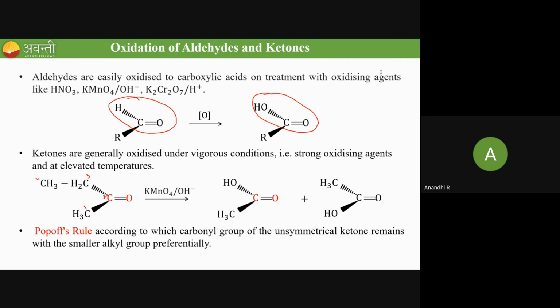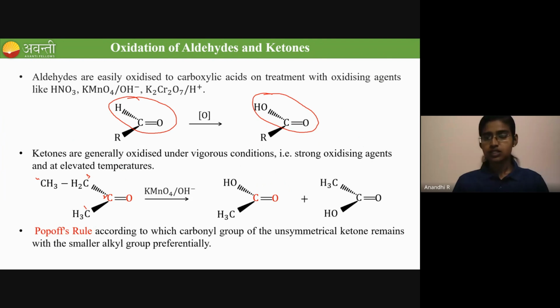the rule states that the carbonyl group of the unsymmetrical ketone remains with the smaller alkyl group preferentially. So what does the rule say? In case of unsymmetrical ketone, the group tries to remain with the carbon which is less bulky, that is, the bond between carbon number 2 and 3 breaks down. So here in case of the first alkyl part, we are having 2 carbon.